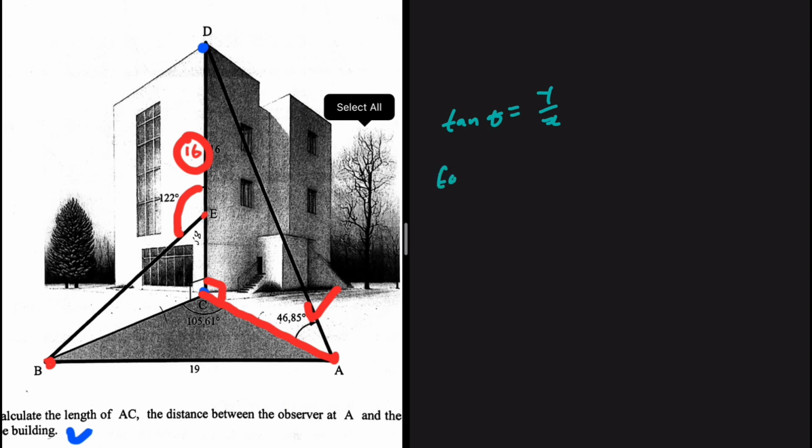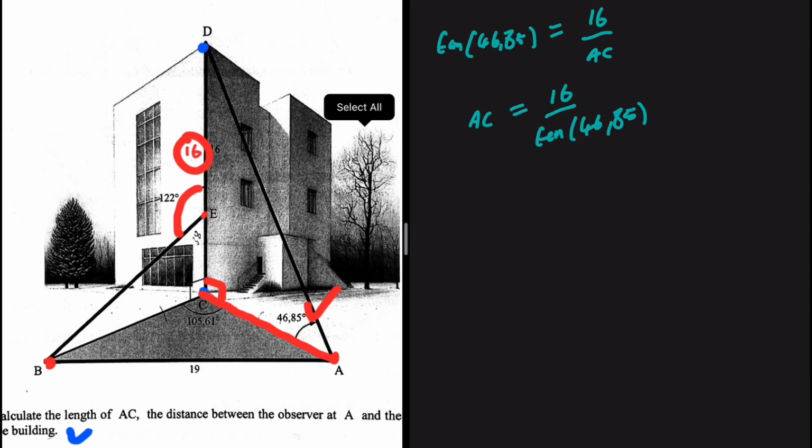In this case, we're going to have tan of 46.85 being equal to 16 over AC. So AC is equal to 16 over tan of 46.85. Now I just need to put that in my calculator. 16 over tan 46.85, and that is 14.9987. I think I can round that off and write it as 15 meters.